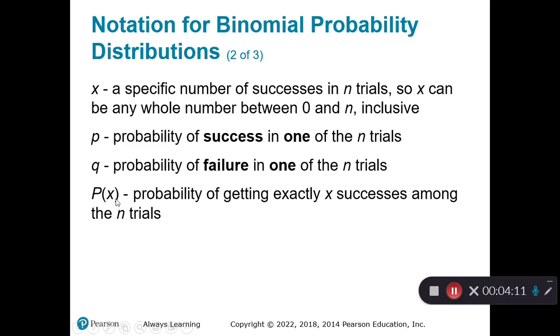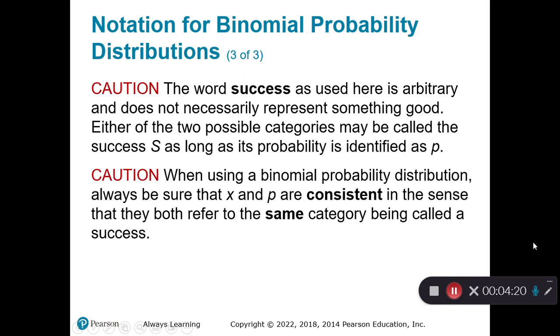And the label P of x is going to stand for the probability that we get exactly x successes among the n trials. We want to be very careful that when we talk about successes and failures, we don't associate the 2 outcomes with a success being necessarily a positive thing and a failure being a negative thing. A success is whatever outcome we're interested in counting. So for example, if we're looking at patients at a hospital and we're looking at death rates, having a patient die may be considered a success if that is what we're counting. Obviously, that's not what we ever would desire.